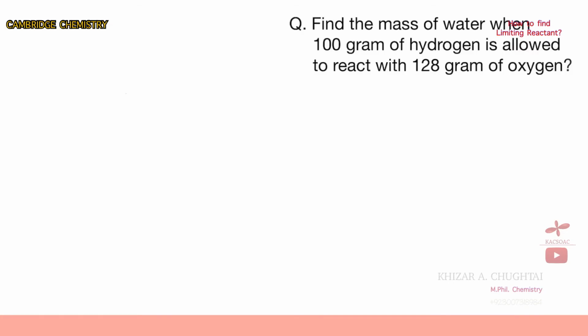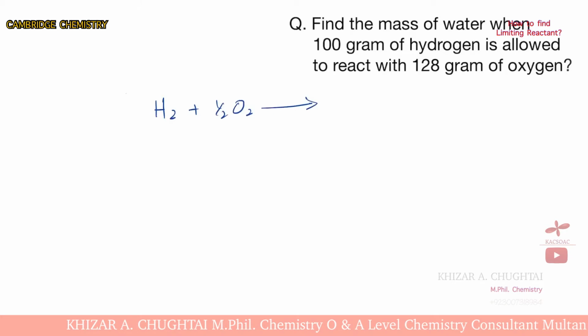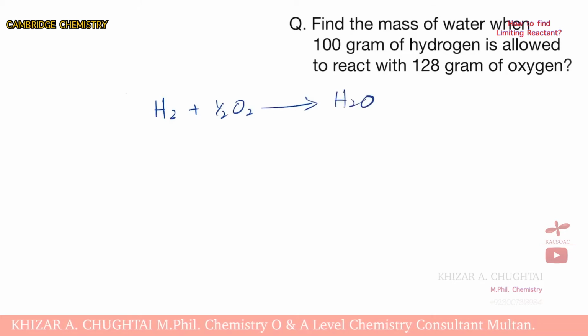The question is: find the mass of water when 100 gram of hydrogen is allowed to react with 128 gram of oxygen. As you know, the quantities of both reactants are given and neither is announced as an excess reagent. So we will have to find the limiting reactant first. The first step is to write the chemical equation. H2 plus half O2 goes to H2O. This is the balanced chemical equation.